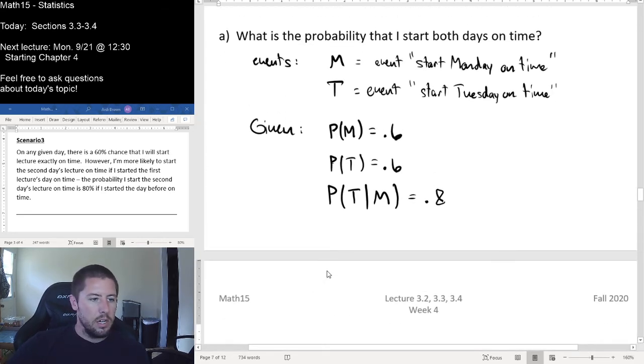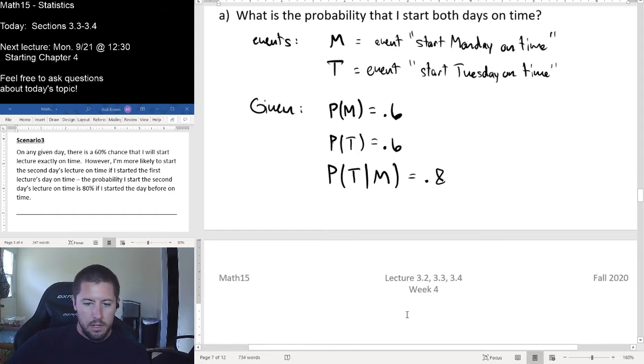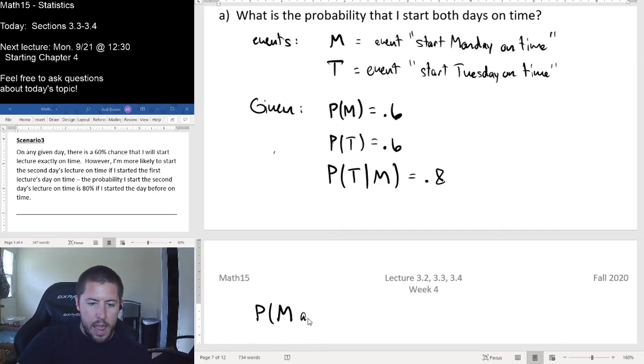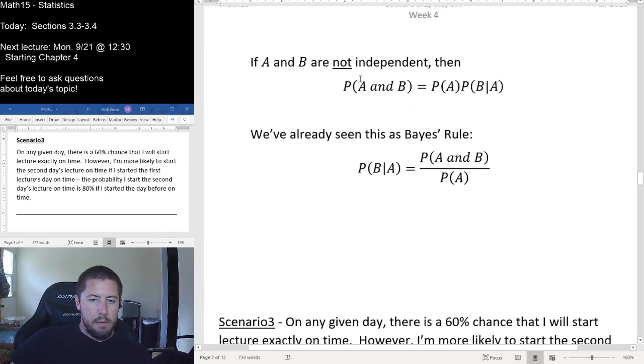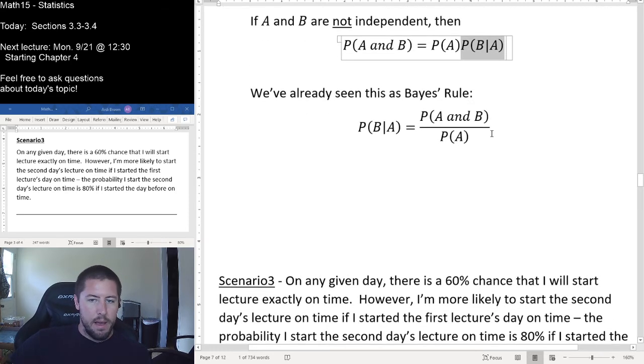So let's actually try and answer question A here. I'm going to have to go on down to my next page here. So let's just say the probability I start Monday and Tuesday on time. So that would be the probability of M and T. Well, what we just learned, I'm going to scroll up real quick. What we just learned is that when we're doing these "and" probabilities, I need to take into account, because these events are dependent on one another, that I first want to compute the probability of me being on time on Monday, times the probability that I am on time on Tuesday, given that I was on time on Monday.